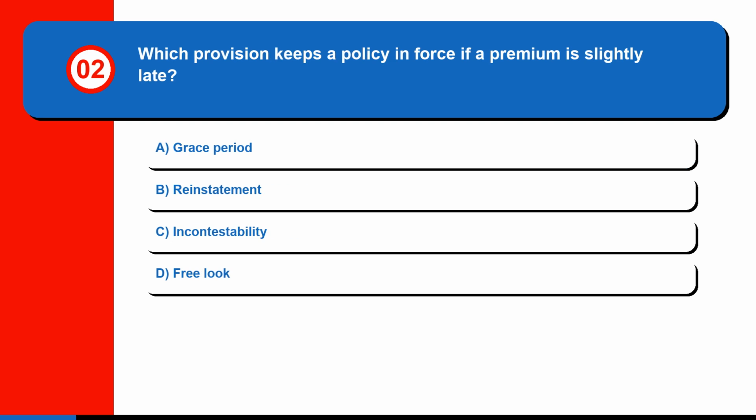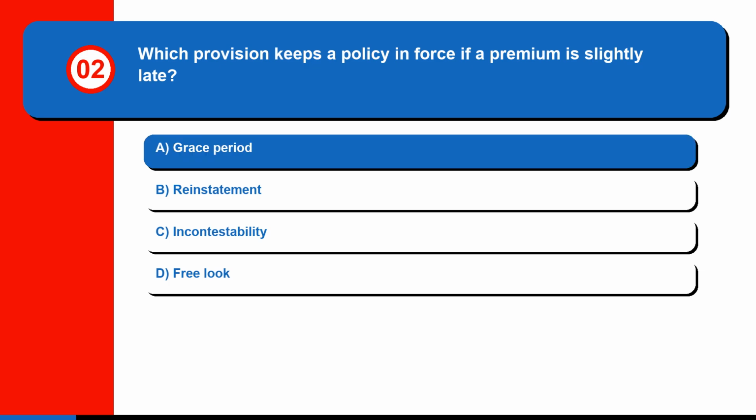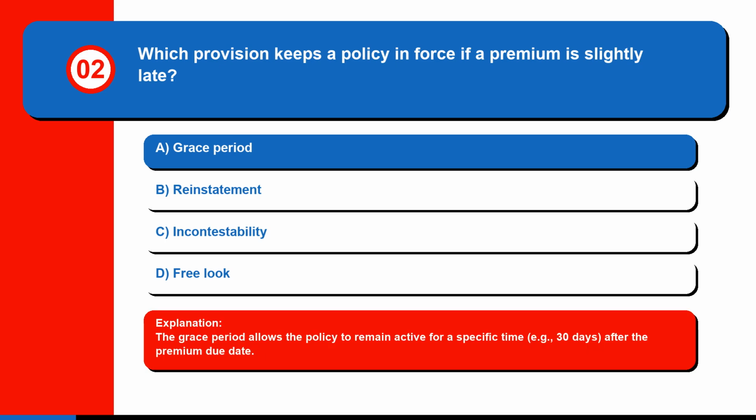Question 2. Which provision keeps a policy in force if a premium is slightly late? A. Grace period, B. Reinstatement, C. Incontestability, or D. Free look. The correct answer is A. Grace period. The grace period allows the policy to remain active for a specific time, example 30 days, after the premium due date.